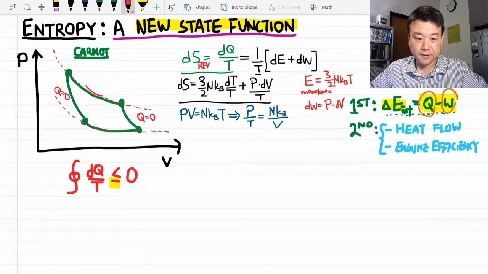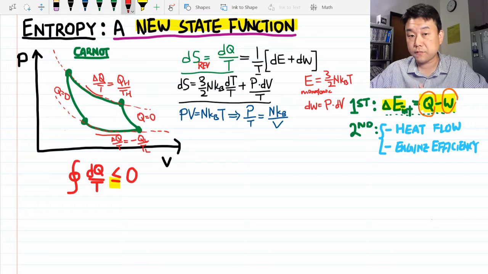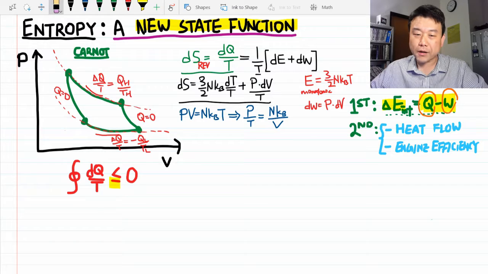Along this path here, we got dQ over T, or delta Q over T, of QH over TH. And along this path here, we got delta Q over T, minding the direction, minus QL over TL. And with the relationships we saw in the expression for the efficiency, we knew that those two canceled out, added up to 0. All good. So how do we get the irreversible case?